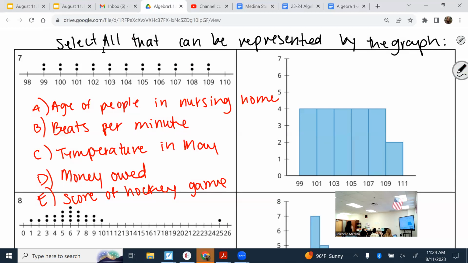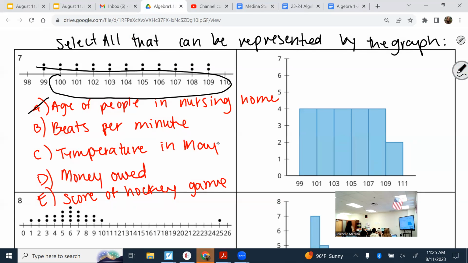So could this be the age of people in a nursing home? Some are saying yes, some are saying no. I think it would be the most well-run nursing home ever if they have several people well over 100. So I would say less likely, and I would probably not take that one.